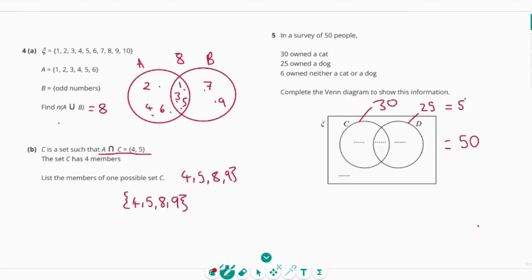55. 6 own neither. 50 take away 6 is 44. The overlap between 44 and 55 is 11. So 11 in the middle. So 19 for just cat. And 14 for just dog. Let's just check that works. 19 plus 11 plus 14 plus 6 is 50. Yes, it does.